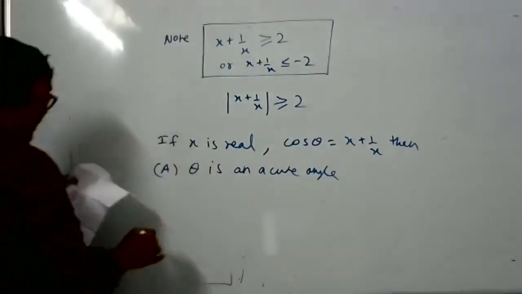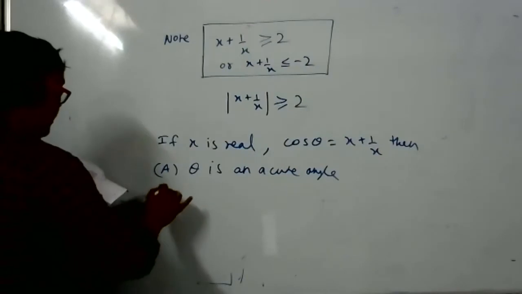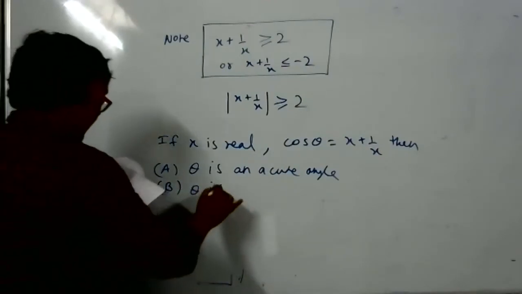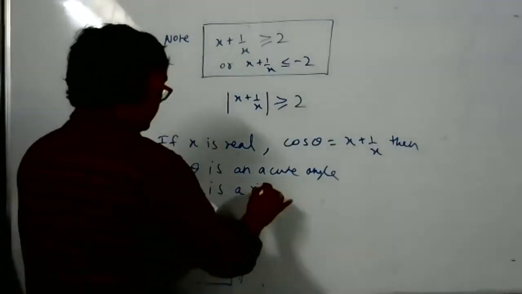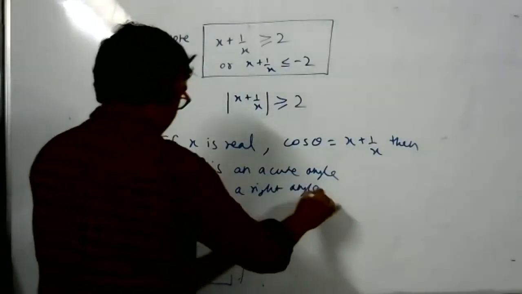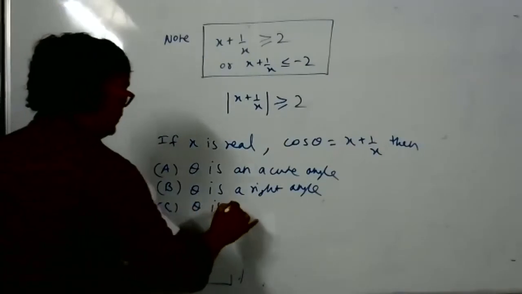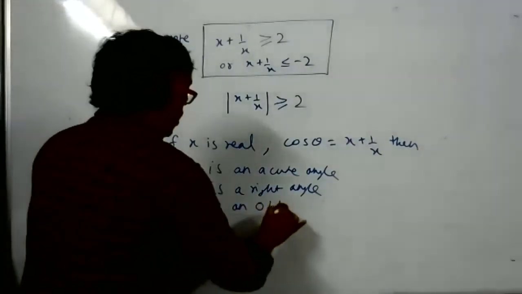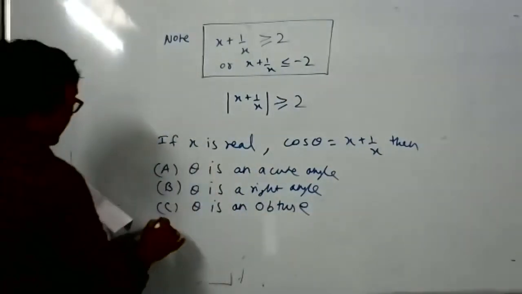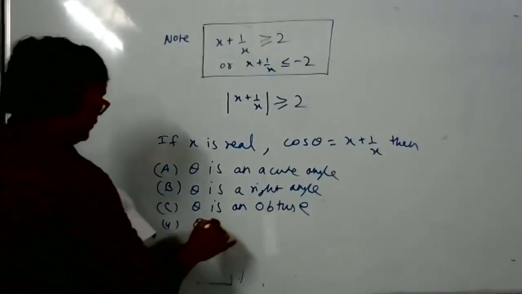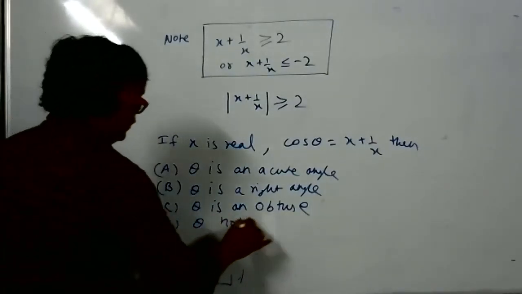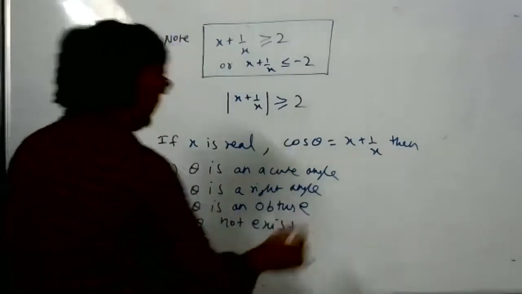Is theta an acute angle? No. Option B: theta is a right angle. No, sir. Option C: theta is an obtuse angle. Fourth option: theta does not exist. Sir, it's D. Theta does not exist. Write down the question.